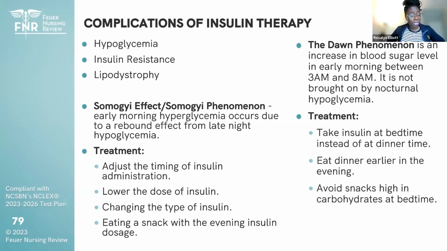You can adjust the time of that insulin administration, you can lower the dose of insulin, or you can change the type of insulin altogether, but eating a snack sometimes helps with that. The dawn phenomenon is an increase in blood sugar levels between 3 and 8, and it's not brought on by nocturnal hypoglycemia. To help, take your insulin at bedtime instead of at dinner time, and eat dinner earlier in the evening. That kind of prevents the dawn phenomenon.